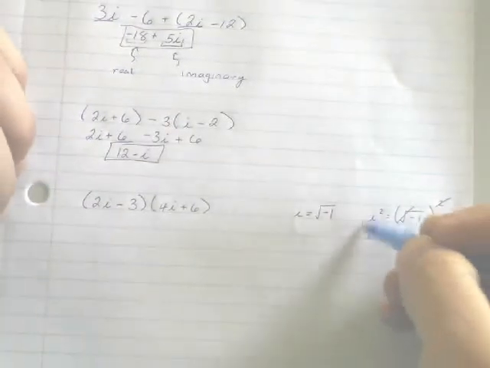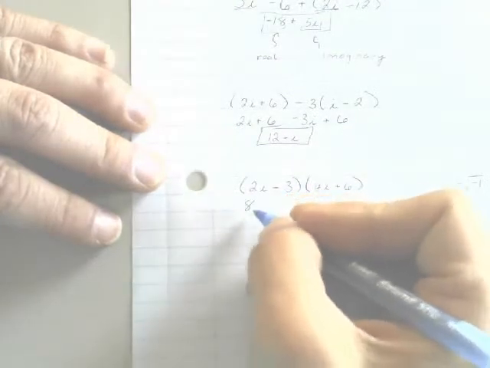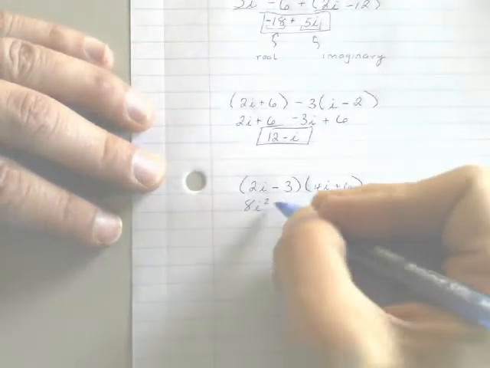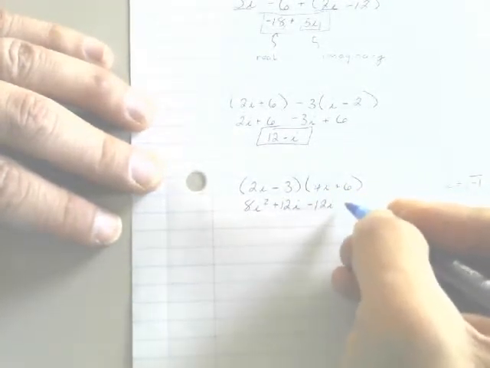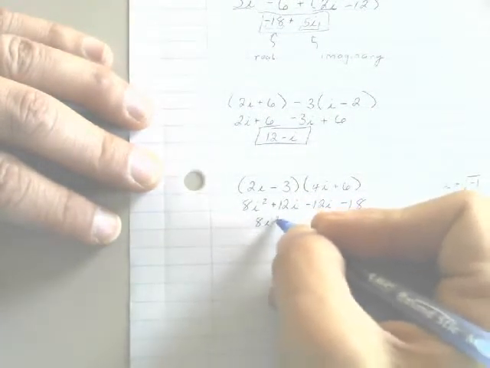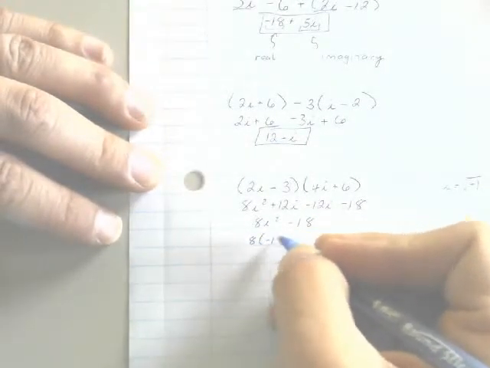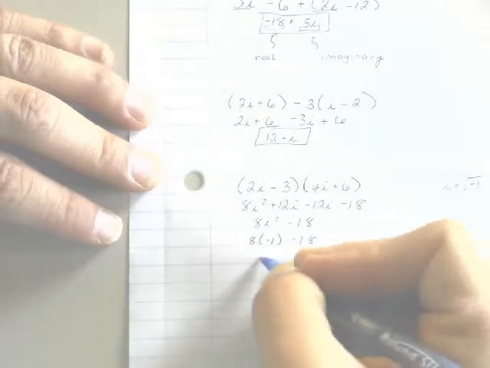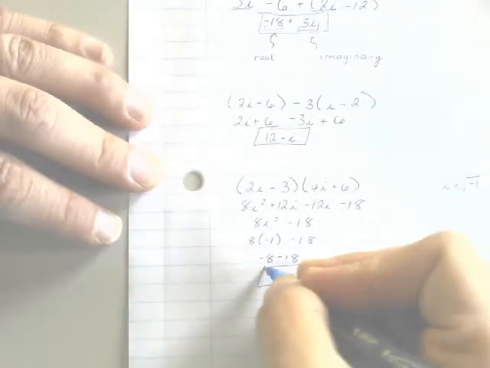If I remember this fact and then use FOIL, the distributive property, I get 8i squared plus 12i minus 12i minus 18, so 8i squared minus 18. But i squared is negative 1, so I get negative 8 minus 18, which is negative 26, just a real solution.